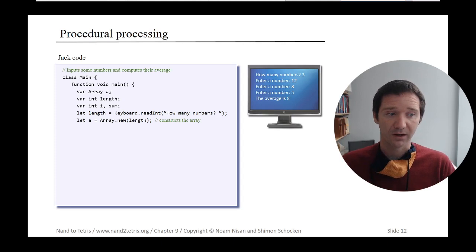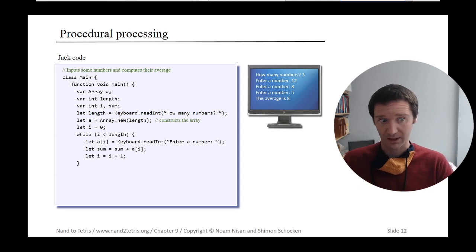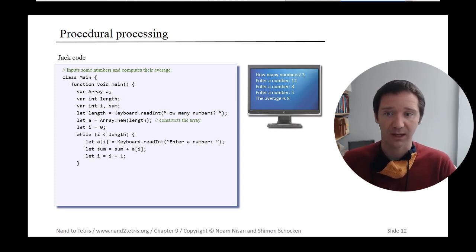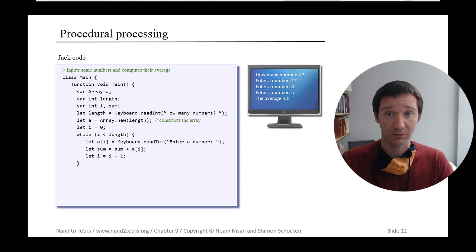I then create the variable A to be a new array. Array is in itself an object that you're using. And I give it the length to be whatever the user types in. That constructs the array, and it returns a pointer or reference to that object. That's what A is. Then we enter our loop. While our temporary variable i is less than the length the user entered, we're going to ask the user to enter a number. We assign that into our array.